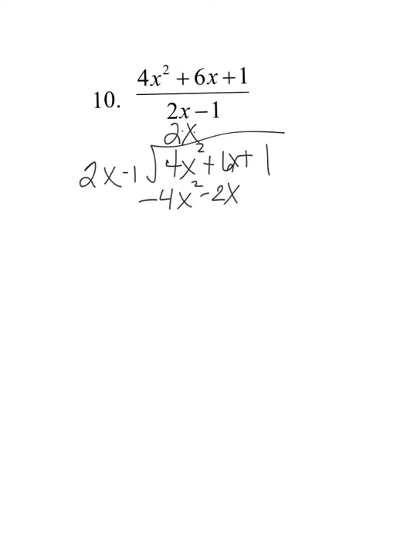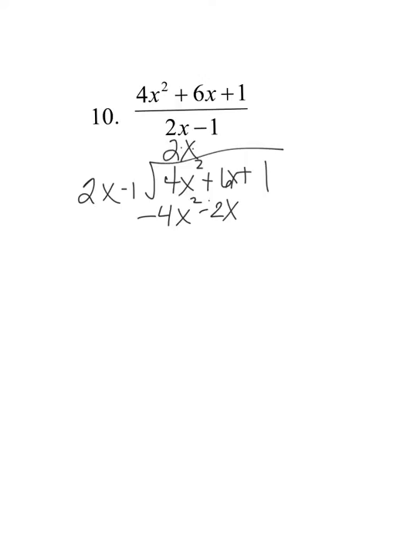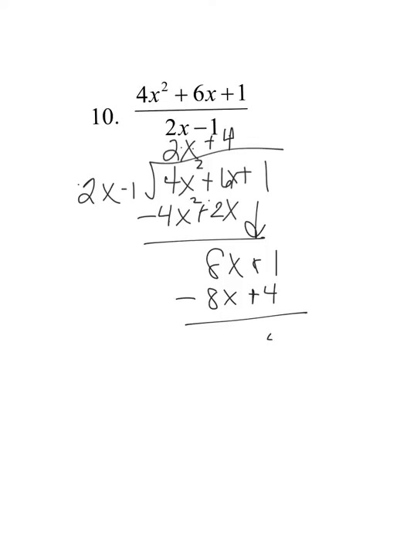So minus plus, because we're subtracting. So 4x squared minus 4x squared is gone. 6x plus 2x is 8x plus 1, drop down the plus 1. 2x goes into 8x 4 times, so positive 4 times. So you get 4 times 2x, which is 8x. 4 times negative 1 is negative 4. So again, we're going to subtract, so that changes this sign. You have a positive 5 left over.